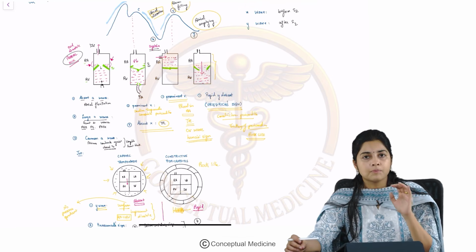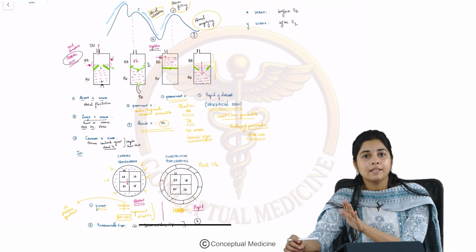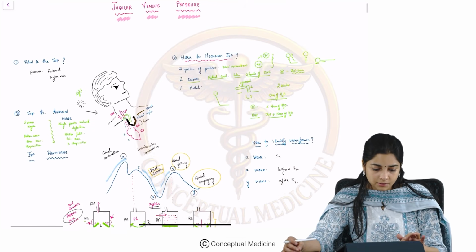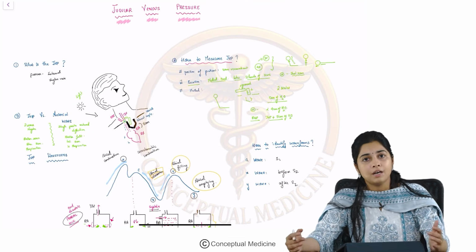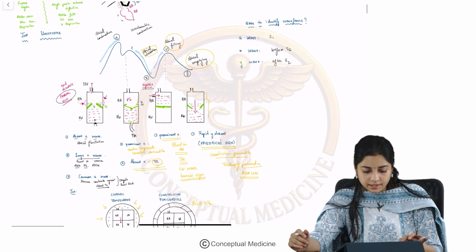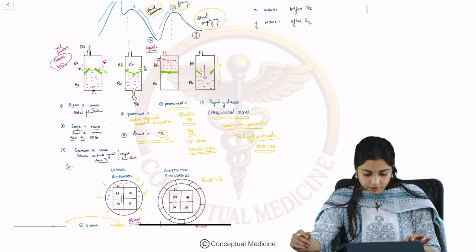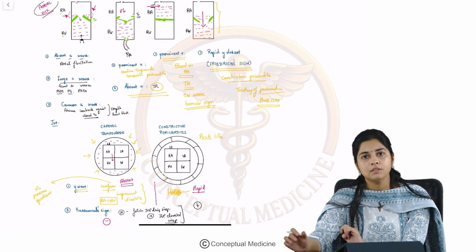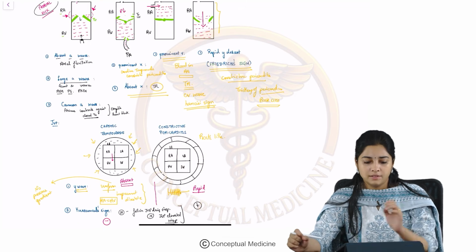Okay. So this brings us to the end of this session on jugular venous pressure. So we have learned about what is the JVP, how do you measure it, how do you identify the waveforms, the various differences in the waveforms, and how do you differentiate between tamponade and constrictive pericarditis on the JVP. Okay. Thank you.